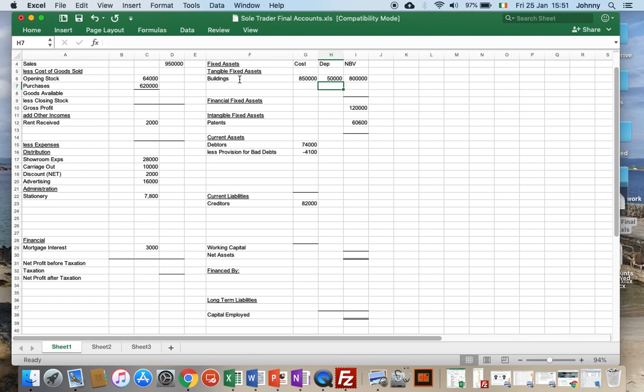Motor vehicles, we've done something similar. So motor vehicles is 120. And then we have, so 65 is the total figure. So 120 minus, oh no, sorry. So 120 there. So the depreciation figure is going to be 120 minus 65. That's not right. Oh no.